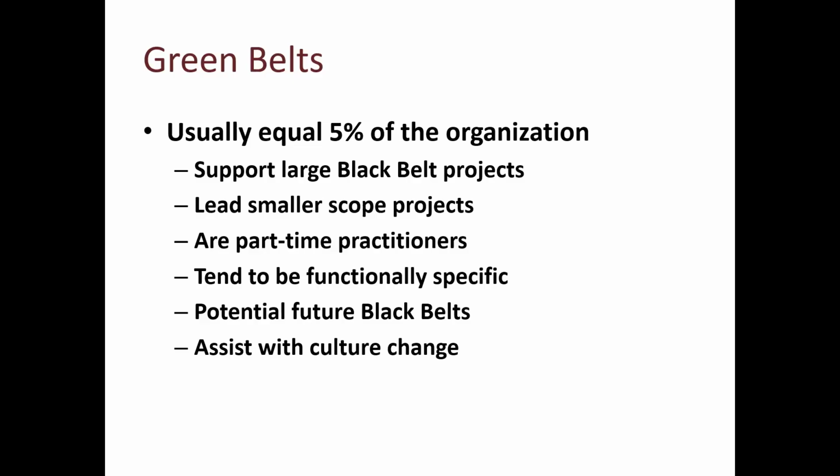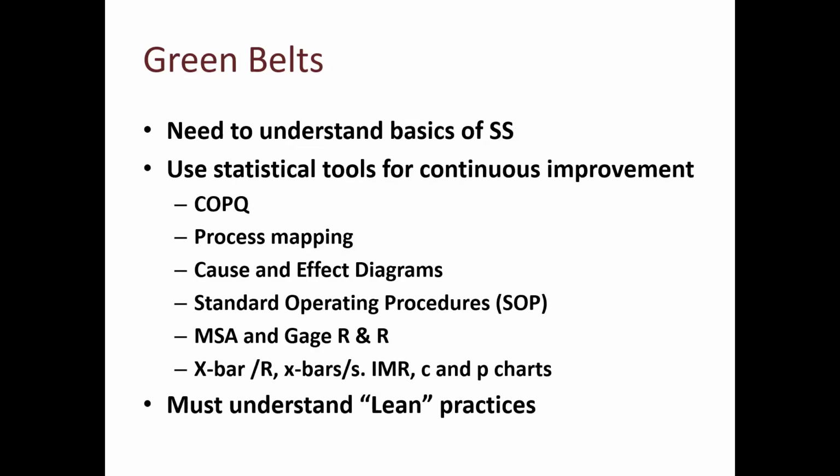They tend to be functionally specific, as I said; they work on projects inside their functions. We see them as potential future black belts if they wish, and for sure they assist with the culture change. Green belts need to understand the basics of Six Sigma. They use statistical tools for continuous improvement, and they must also understand lean practices. The amount of statistics in green belt is something between 70 to 80%.